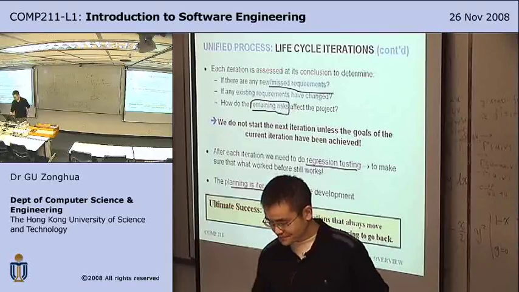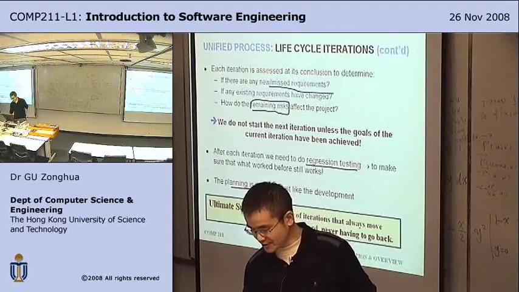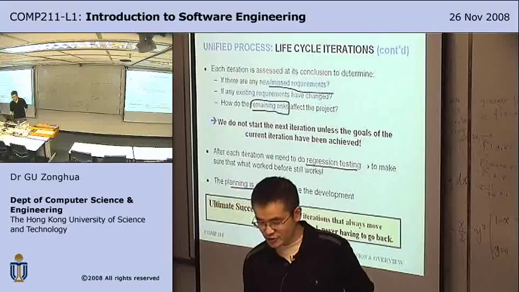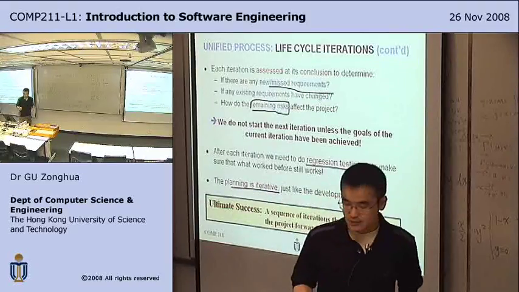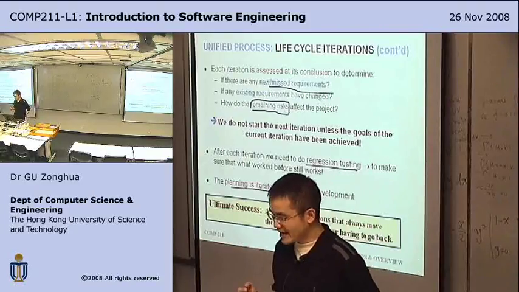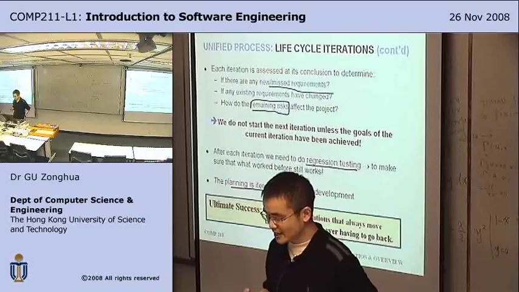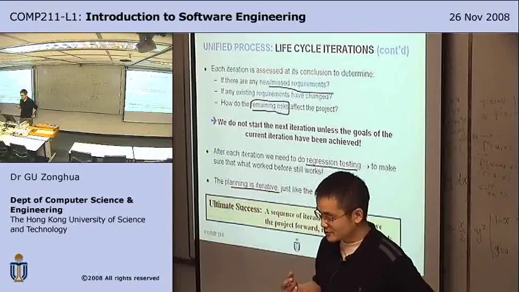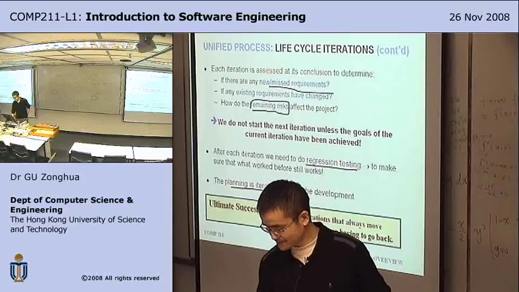So the sequence of iterations always moves the project forward, never having to go back. It means that it always moves from left to right. Never from right to left, but you can move from bottom to top. That is, you can go back to requirements to design at every iteration. That's okay, but you don't go to the left.